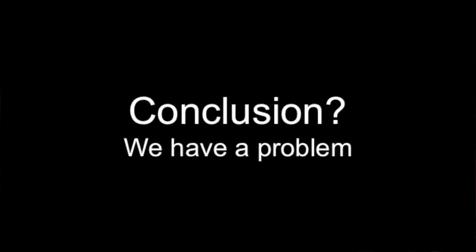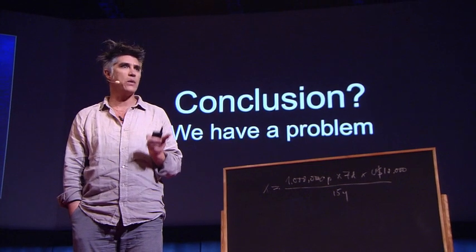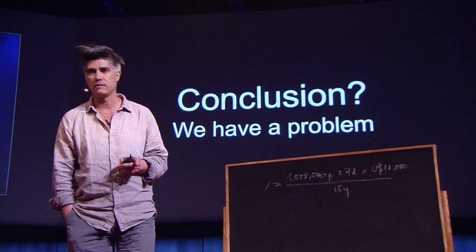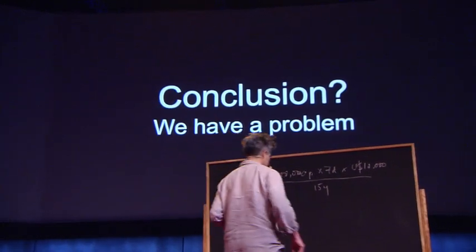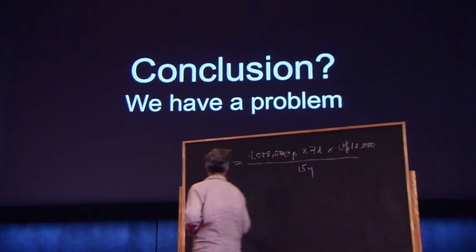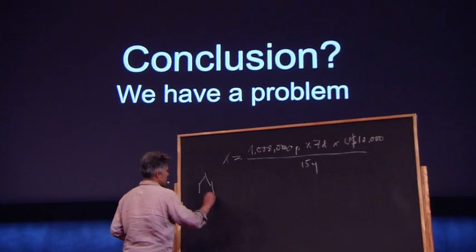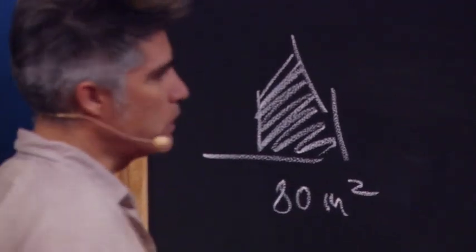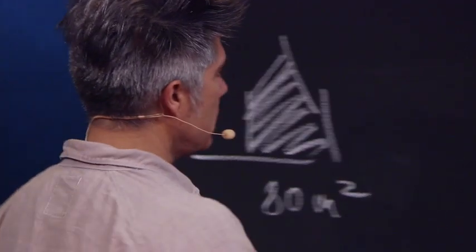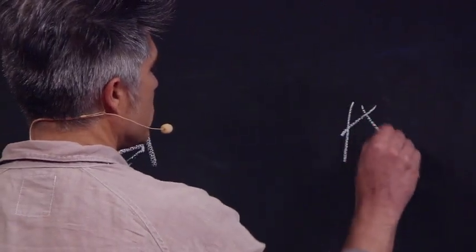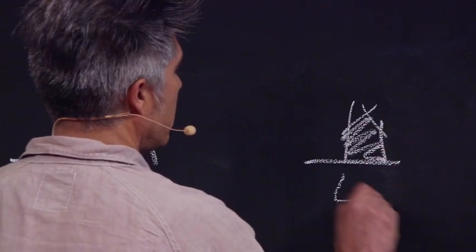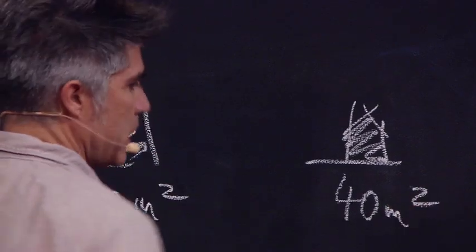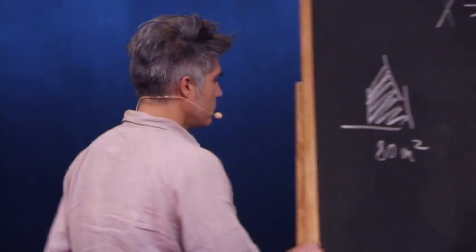So the conclusion with the families, and this is important, not our conclusion, with the families was that we had a problem. We had to innovate. So what did we do? Well, a middle-class family lives reasonably well in around 80 square meters. But when there's no money, what the market does is to reduce the size of the house to 40 square meters.